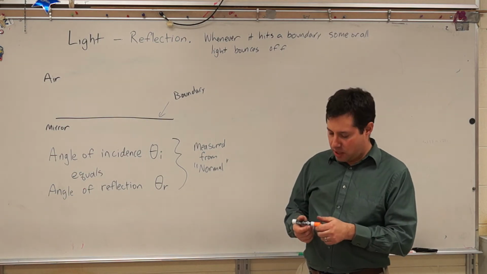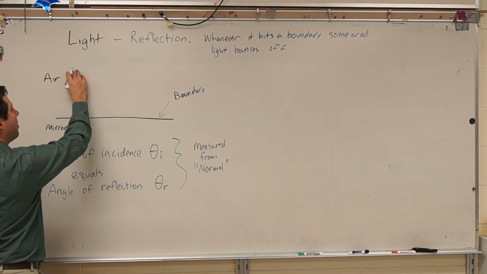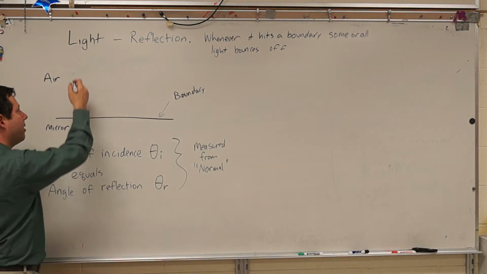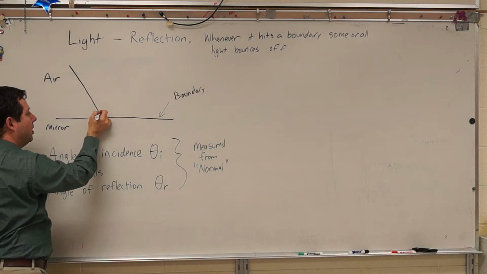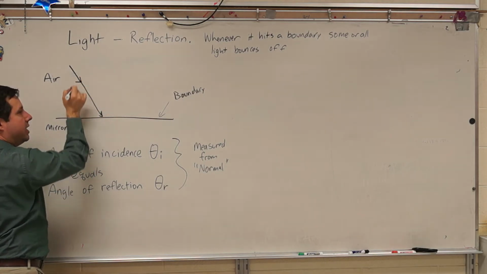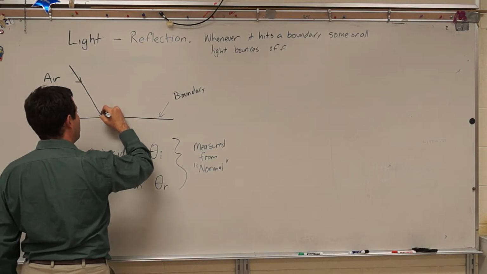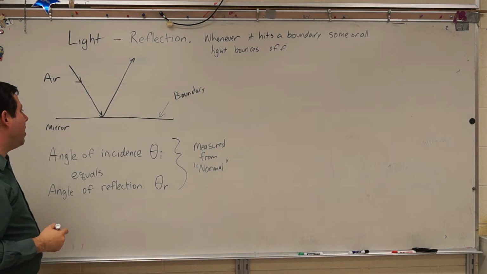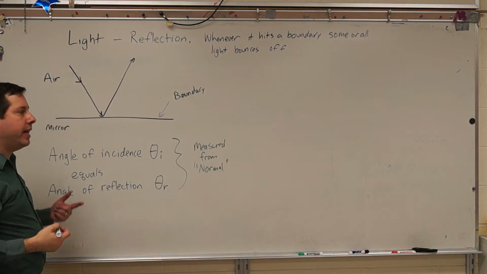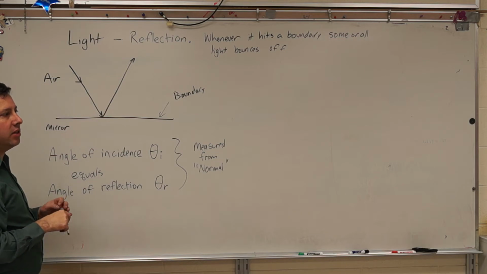So imagine you had air and a beam of light, and this is what we would call a ray diagram. Ray diagrams show the direction of a beam of light, for example, and that beam of light is coming in and hitting the surface here. Well, some of that light is going to bounce off the surface and come back that way. Now, maybe all of that light will. It really depends on the boundary and some other specific conditions.